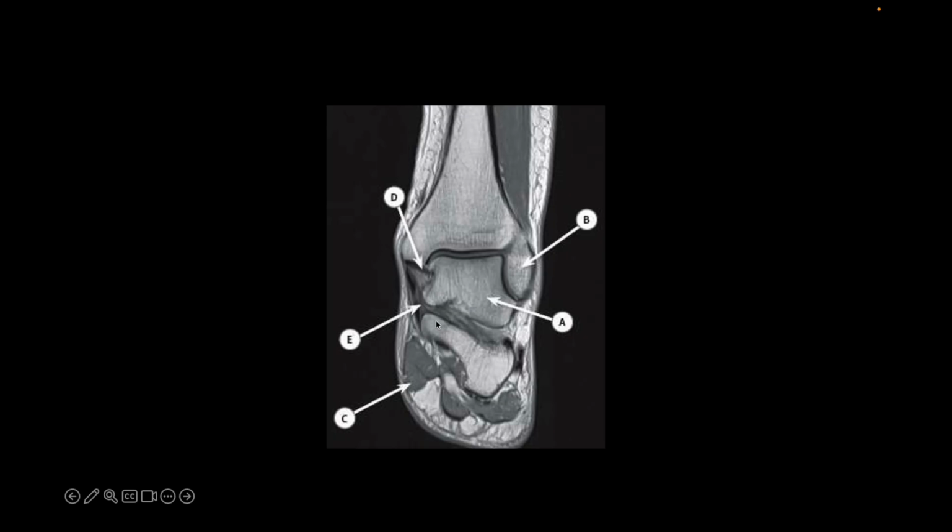This structure here, because it's medial, is your sustentaculum tali, which they can test you on. And then this is your actual talus. That's your lateral malleolus. And then C is your abductor hallucis muscle, which they sometimes like to test you on, and that's this medial muscle here in the foot.